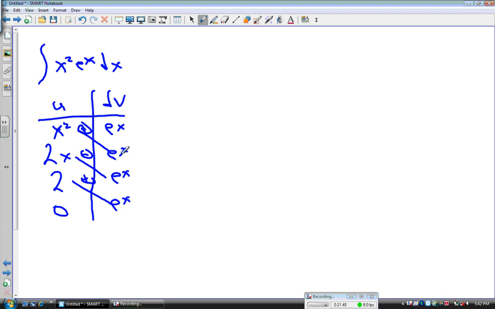So this times this is a positive x squared e to the x, keep it. This times this is a positive 2x e to the x, change the sign to negative. And 2 times e to the x is a positive 2 e to the x, keep that sign. And that's the same answer we just had. So that comes in handy, tic-tac-toe method, if you need it.